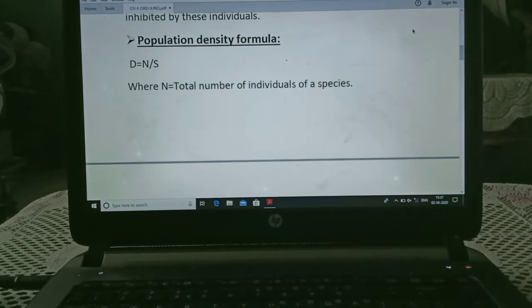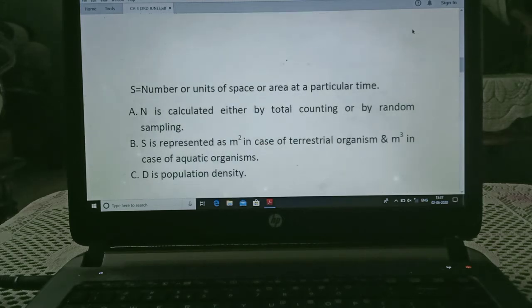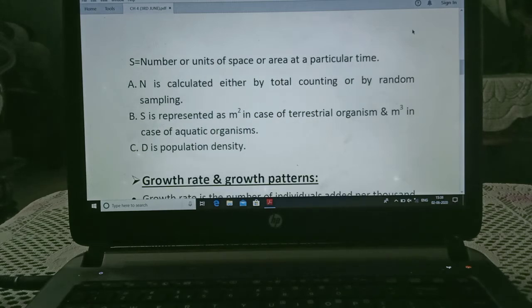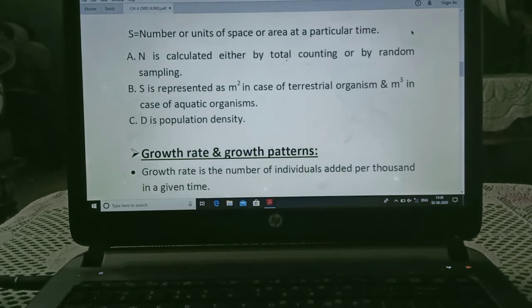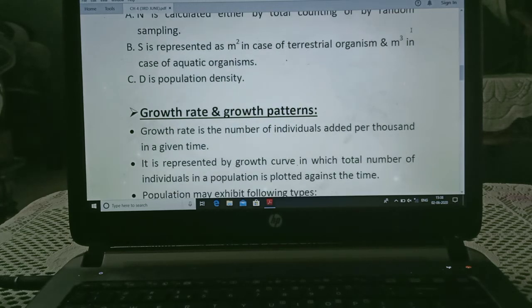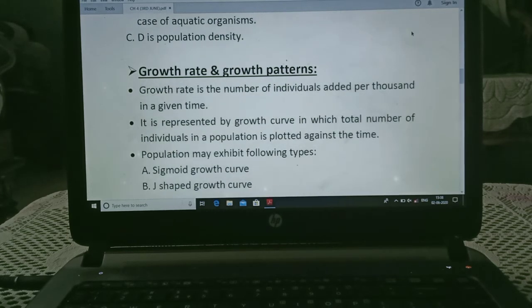Now population density formula. D is equal to N by S, where N is total number of individuals of a species, S is number or unit of space or area at a particular time. Here N is calculated either by total counting or by random sampling of individuals. S is represented as meter square in the case of terrestrial organisms and meter cube in the case of aquatic organisms, and D is population density.